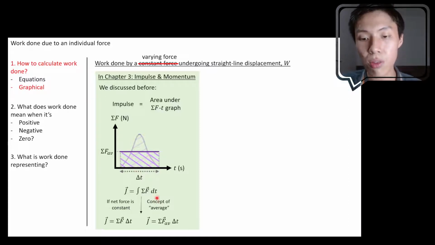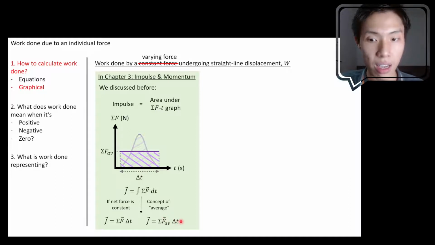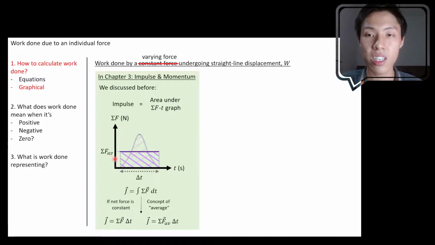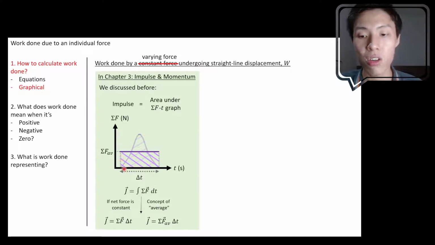So if we use the concept of average, we can simplify the integration to become a direct multiplication between the average net force and the time period. Or if, in a certain situation, you're pushing with a constant force, then you can also use this equation to determine impulse, because your net force is constant and it's easier to calculate the area as well. So this is for chapter 3.